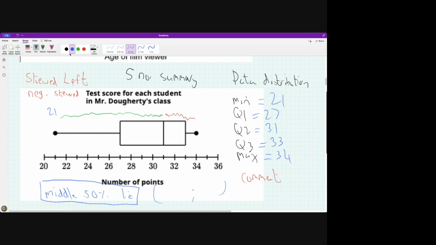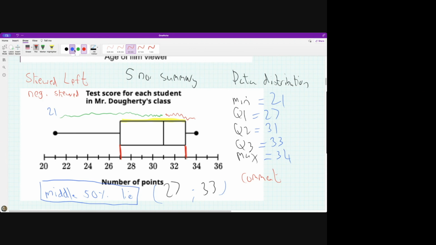Well, the middle 50% of the data is the region inside the box. And the box has Q1 on the one side and Q3 on the other side. So do we know what Q1 was? It was 27. And what was Q3? It was 33. So basically, 50% of the class got between 27 and 33 for their result for the test.